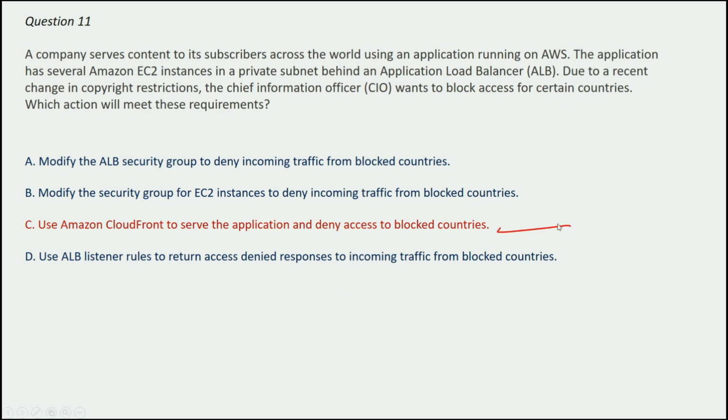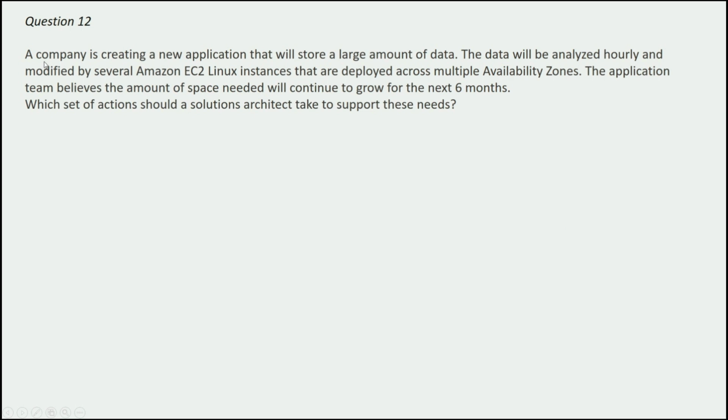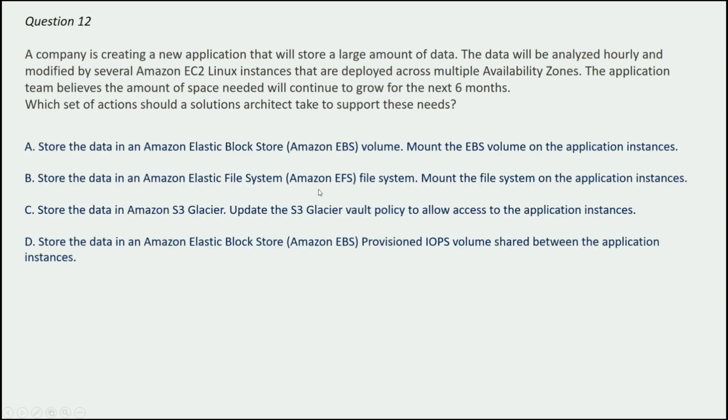And now next question, question number 12. A company is creating a new application that will store a large amount of data. The data will be analyzed hourly and modified by several Amazon EC2 Linux instances that are deployed across multiple availability zones. The application team believes the amount of space needed will continue to grow for next 6 months. Which set of actions should a solution architect take to support these needs? So here are the options. So basically we have EBS here, EFS here, S3 Glacier and EBS with the provisioned IOPS volume. So which one should be the correct here?